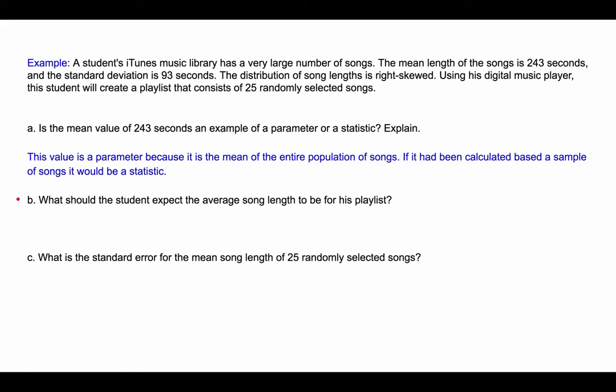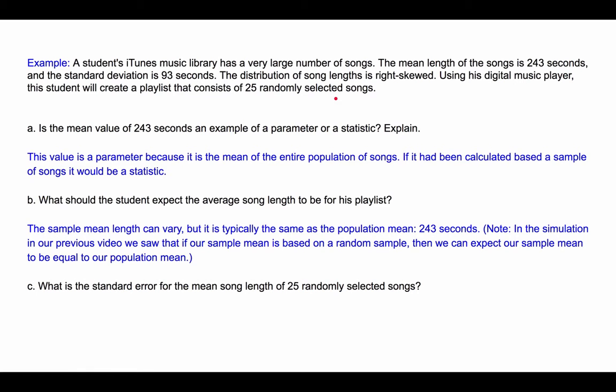Part B, what should the student expect the average song length to be for his playlist? Well, we're told that the mean length for all the songs is 243 seconds. If we take 25 randomly selected songs, then we can expect the average length to be 243 seconds. In our previous video, we did a simulation and we saw that if our sample mean is based on a random sample, then we can expect our sample mean to be equal to our population mean. So we're going to expect that when we take the 25 randomly selected songs, our average length is 243, the same as the parameter.